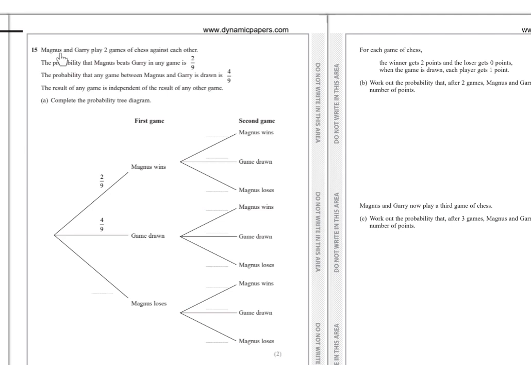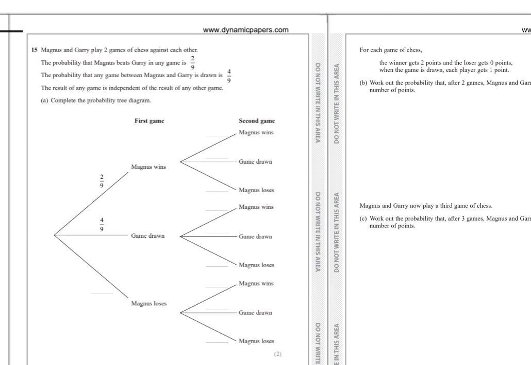Number 15. Magnus and Gary play 2 games of chess against each other. The probability that Magnus beats Gary in any game is 2 over 9. The probability that any game between Magnus and Gary is drawn is 4 over 9. The result of any game is independent of the result of any other game. Complete the probability tree diagram.